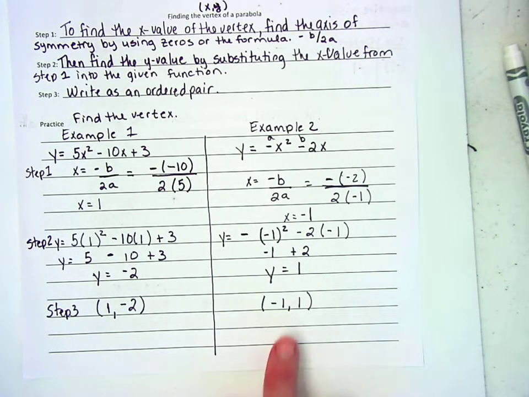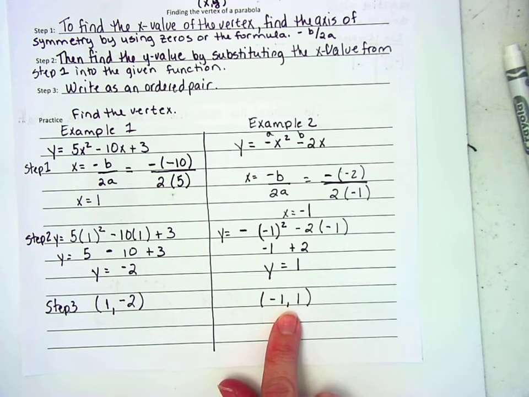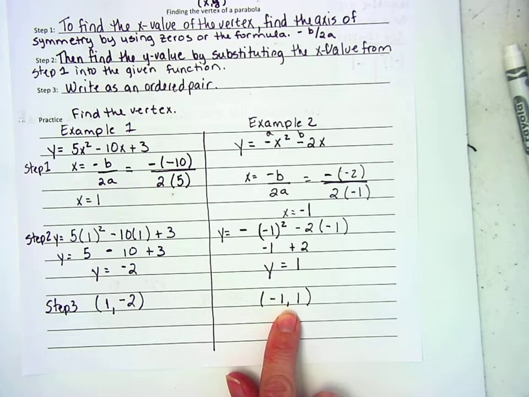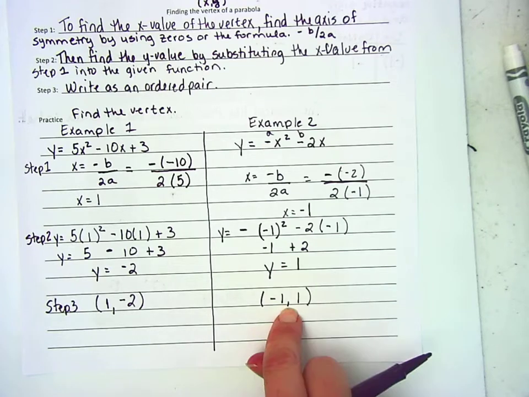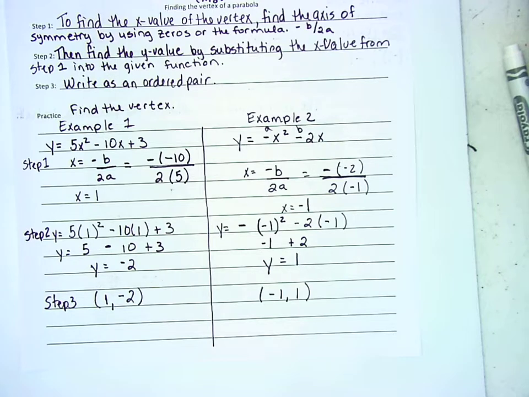My question to you, is this vertex a minimum or a maximum? No, maximum. Why? Because it opens down. It opens down, so this is going to be the maximum value. How do you know it opens down? Because the a is negative. Yeah. It's all kind of coming back around.